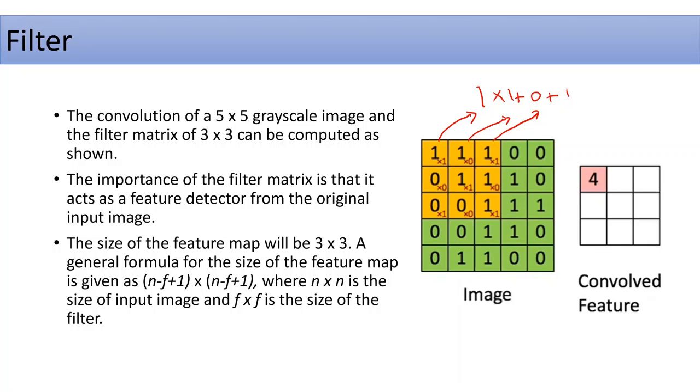This part will give you a 0. This will also give you a 0. This will also give you a 0. And this will give you a 1. This will give you a 1. And finally, this is a 0. So in all we have 4 ones. We add those all up and we get a value of 4. That's how we get it over here.